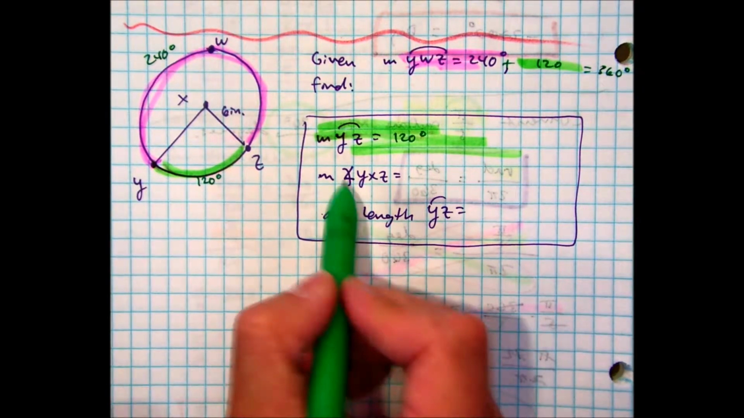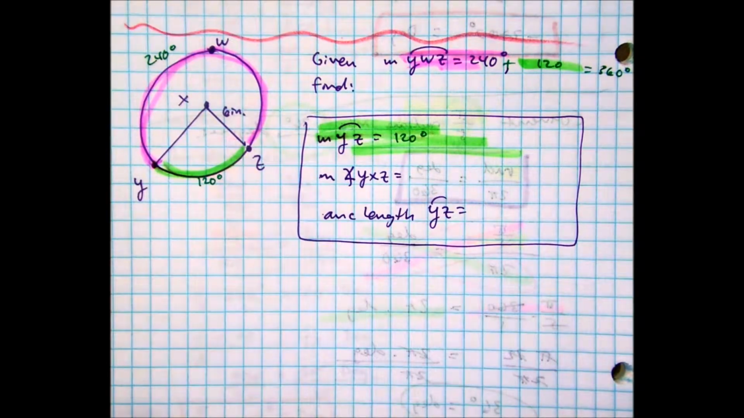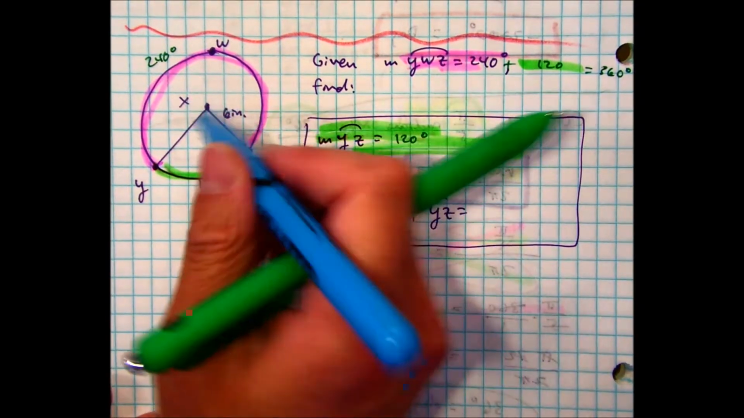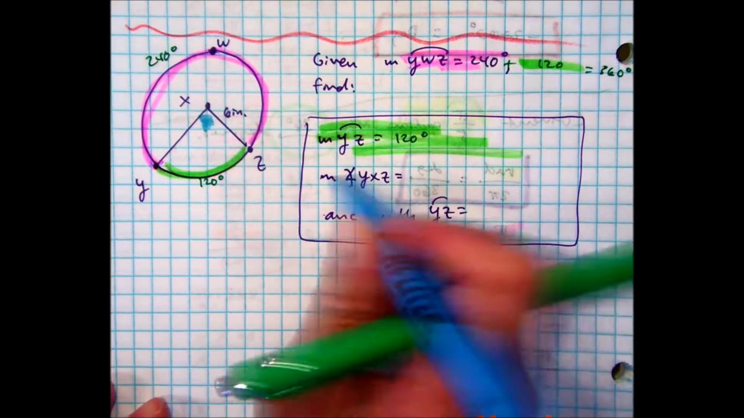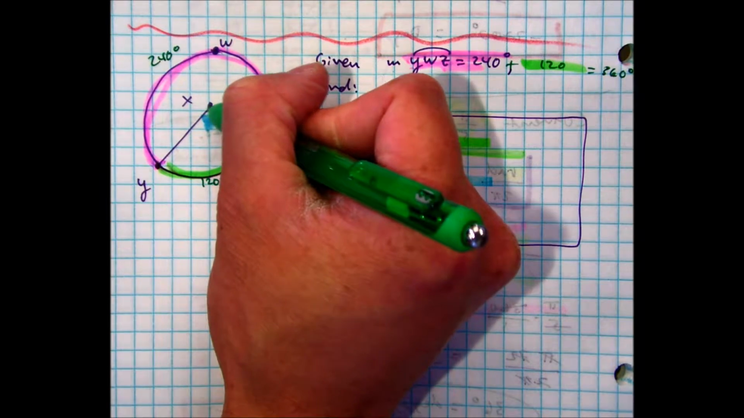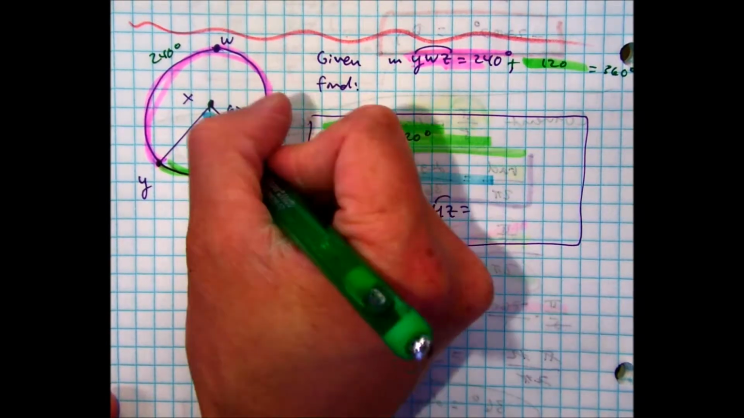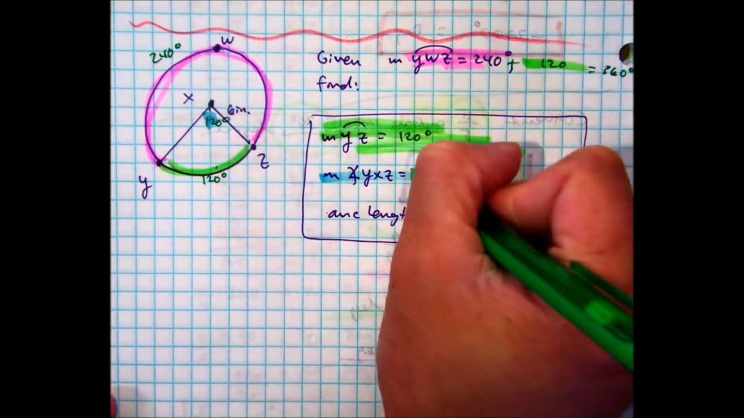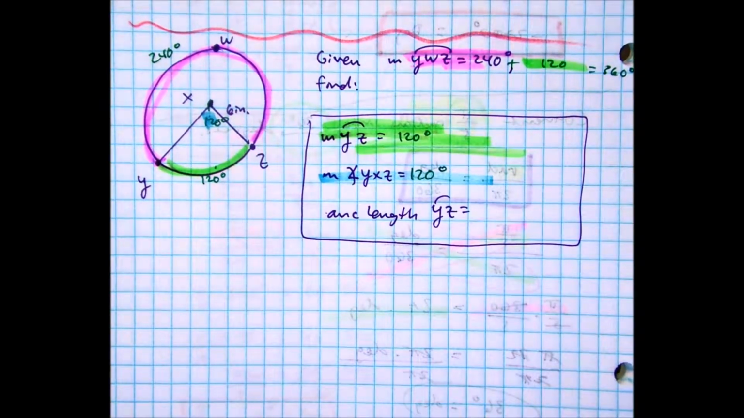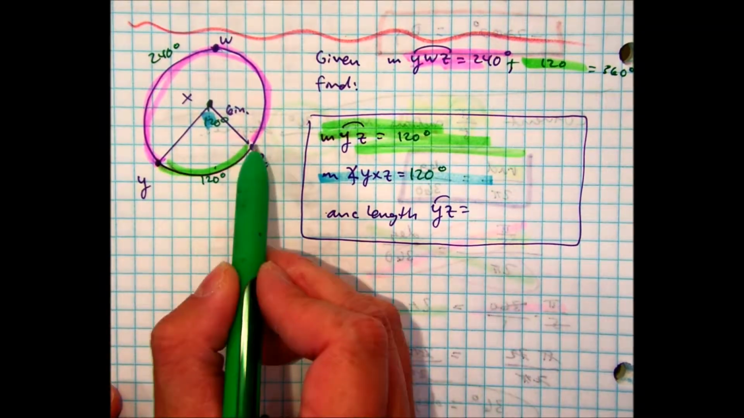The next question says the measure of angle YXZ. So this angle here, in blue, back in geometry you learned that if the vertex of this angle is on the center, it is equal to the arc. So this is going to equal 120 degrees. Now it actually wants to know the arc length of YZ.